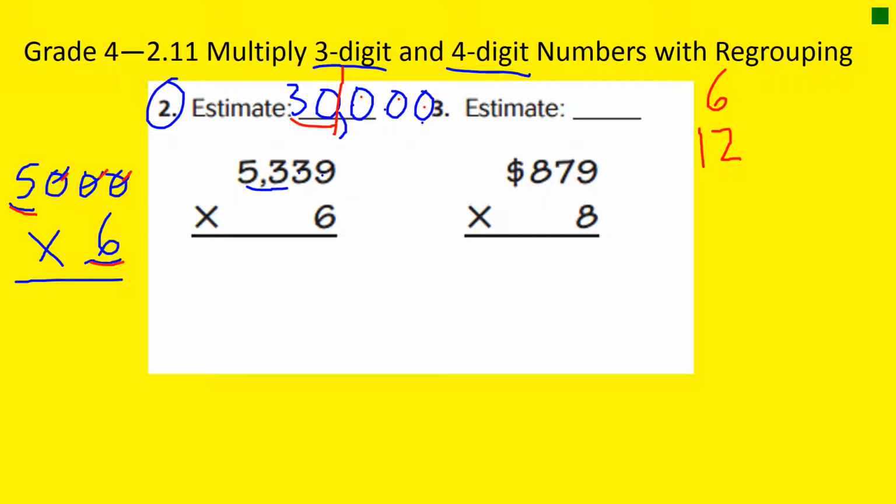6 times 2 is 12. And then 6 times 3, just count on 6 more. 13, 14, 15, 16, 17, 18. Okay? 19, 20, 21, 22, 23, 24. And then 30, that's our 6 times 5.